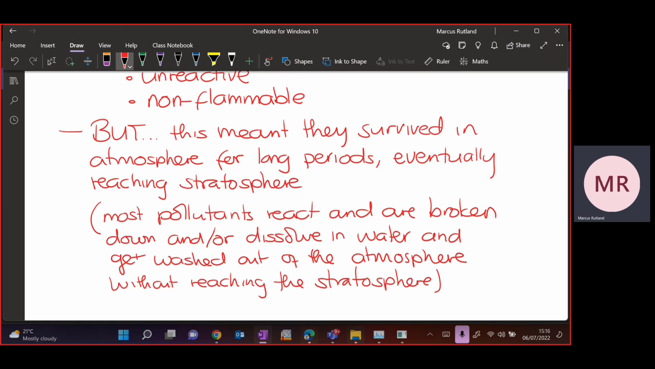But the good news is actually they're reactive enough, and that's part of the reason why they're a pollutant and are toxic, that they react and get smashed up, and then those fragments dissolve in water and they get washed out of the atmosphere, so they don't get very far.